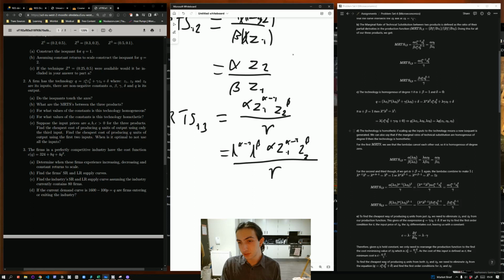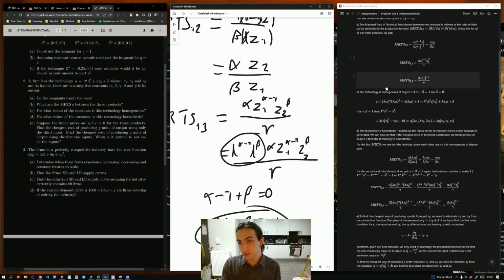In order for this to be homogeneous of degree 0, this has to equal 1, which means the power has to equal 0. So alpha minus 1 plus beta equals 0, or as our previous constraint stated, alpha plus beta equals 1. So it still works for that. It's homothetic for this constraint, alpha plus beta equals 1.